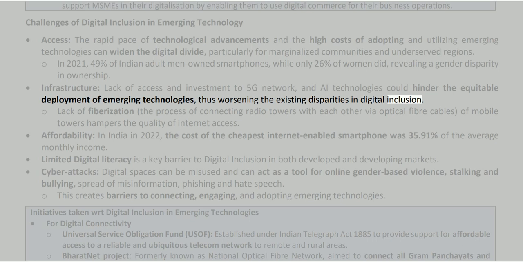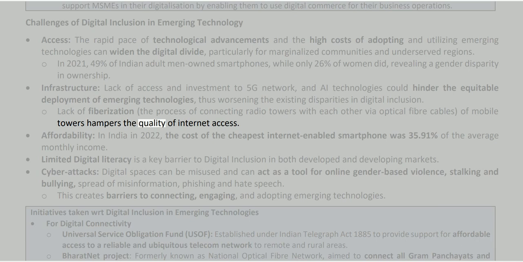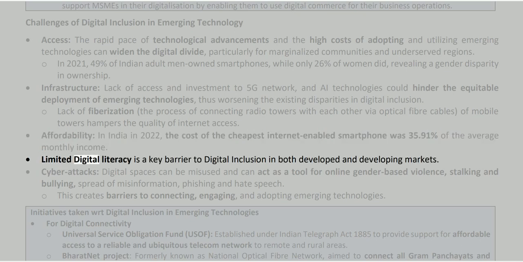Or lack of fiberization. The process of connecting radio towers with each other via optical fiber cables of mobile towers hampers the quality of internet access. Affordability. In India in 2022, the cost of the cheapest internet-enabled smartphone was 35.91% of the average monthly income. Limited digital literacy is a key barrier to digital inclusion in both developed and developing markets.